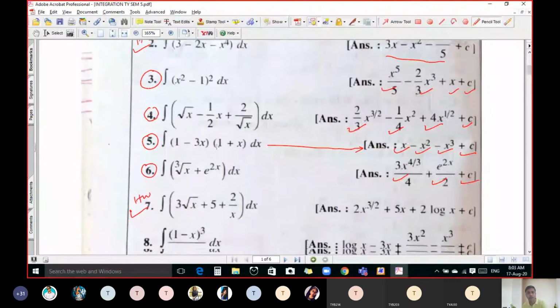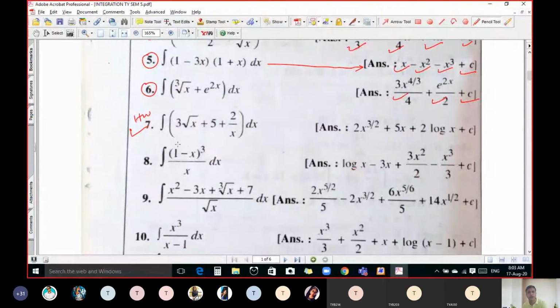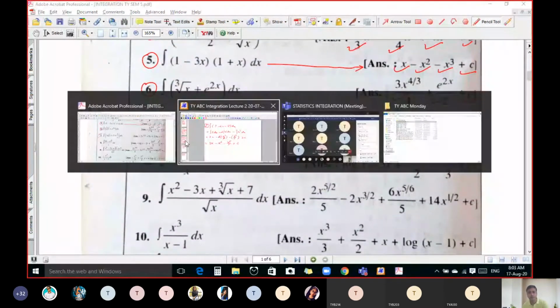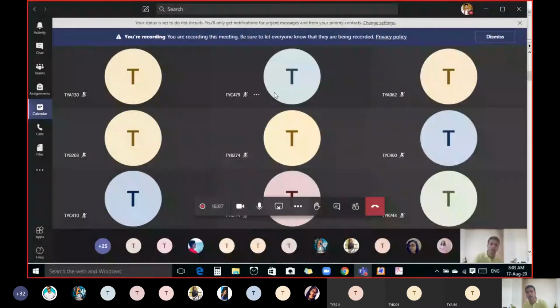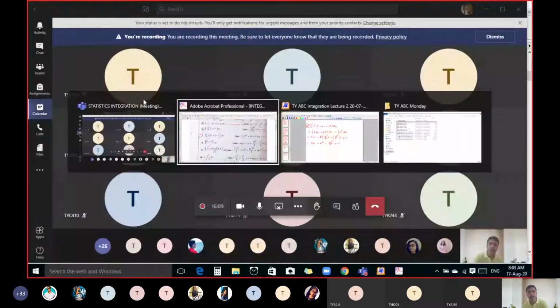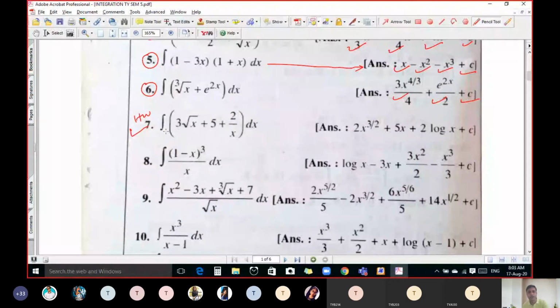Okay. Let us continue. Question number 7. If you have any doubt, you can ask your doubt immediately. Just unmute yourself and you can ask your doubt. Okay. Let us continue. Question number 7.